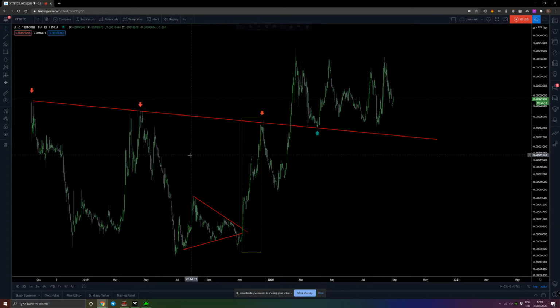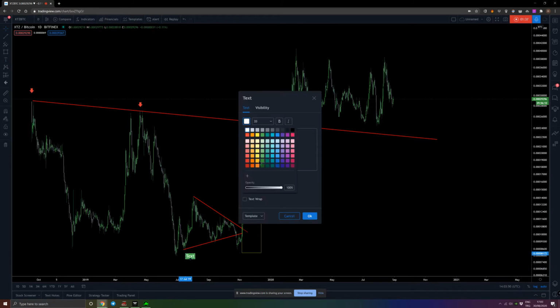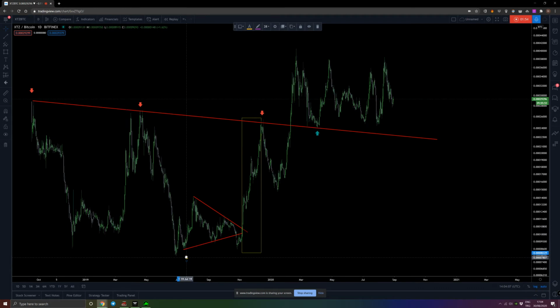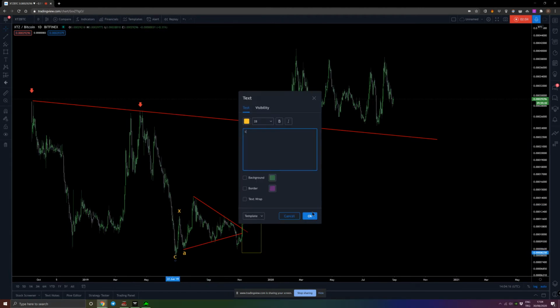Now if you want to label this triangle, how would I do it? Well, it looks to me like this is how it should be done. I would say that we have some type of wave A here. This is happening at the end of a complex correction. So it means that whatever this triangle is, it is a non-limiting triangle, okay? It is probably something like this. So this is the X wave of the triangle, and this is the C wave, okay?